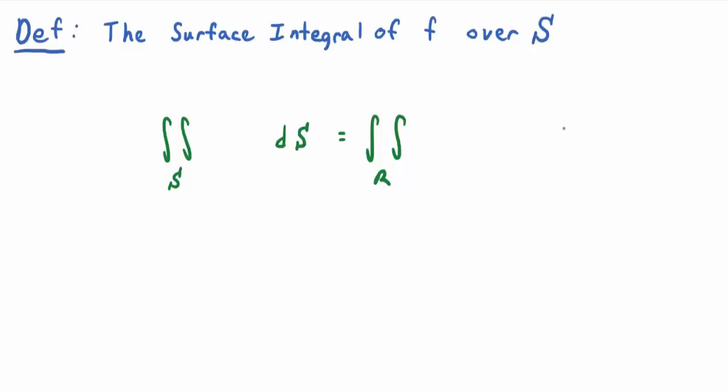dS stood for the square root of 1 plus, in the last section, f sub x squared plus f sub y squared. But here, instead of using f, we're representing the surface S by g, so it'll be g sub x squared plus g sub y squared. If this is all we wrote, this would be the surface area formula, right? But we're going to stick a function in here and create a surface integral. The function is going to be called f. That's why we switched letters here.